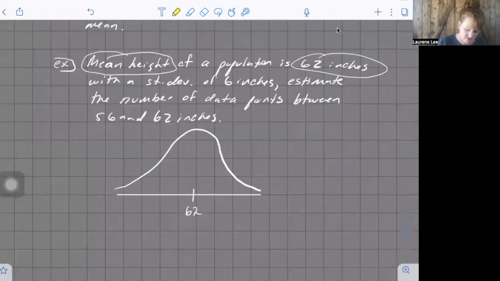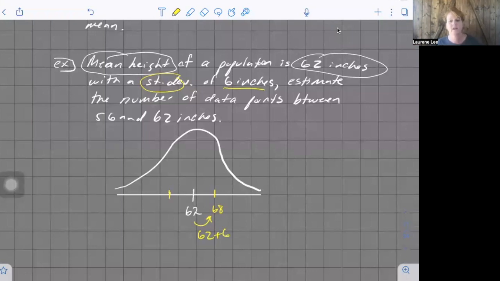And then I've got a standard deviation of 6 inches. So that means that when I go 6 inches either way, in either direction from that mean, that's 1 standard deviation away. So I'm going to take that mean of 62 inches and add 6. So 62 plus 6 is 68. Okay, so this right here we got because we did 62 plus 6. And then we're also going to minus 6. So this is going to be 56. I'm getting that number because I'm going 62 minus 6. So that's 1 standard deviation away.